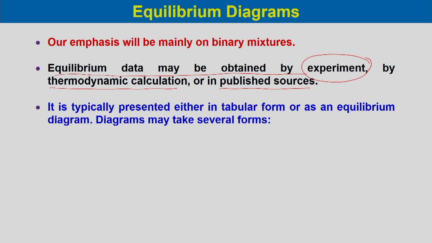So, an equilibrium diagram may take several forms. These are the Txy diagram, temperature versus mole fraction, the xy diagram, mole fractions, or the hxy diagram, that is, enthalpy versus mole fraction. So, we will discuss each of them systematically to understand how we can obtain the equilibrium data and how we can solve the stage problem when there is an equilibrium operation.